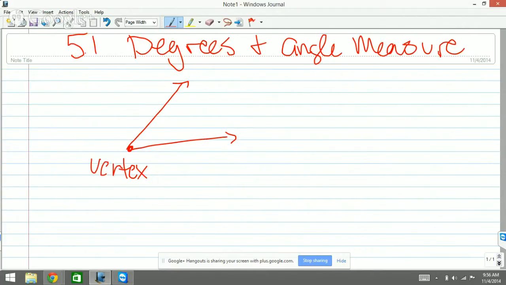Okay, the vertex. You guys know what that is, right? This is also called the initial side. That's where we start. And this is called the terminal side.